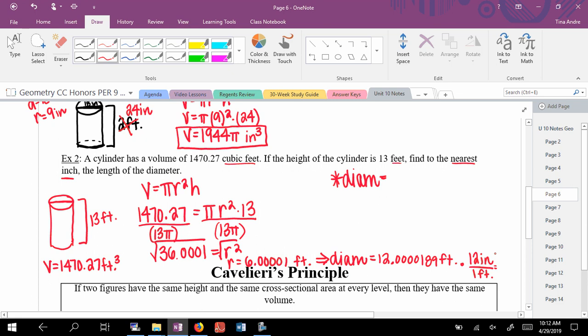So times 12. And we end up with 144 because the feet cancel here. So 144 inches is what we're rounding to. So I'm just going to write it up top here because it's 144.000227. So I'm just going to say 144 inches would be my final answer.